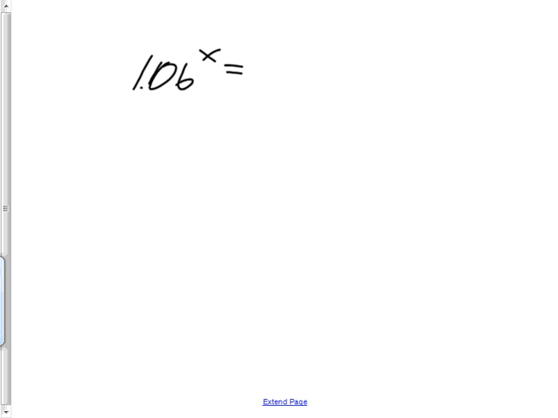1.06 to the x is equal to 4.1. I even said it in my introduction. I said more complicated rewriting. Try rewriting it. Anytime there's an x in the exponent, that's the whole point of logs, is they help you with x's in the exponent, exponentials.